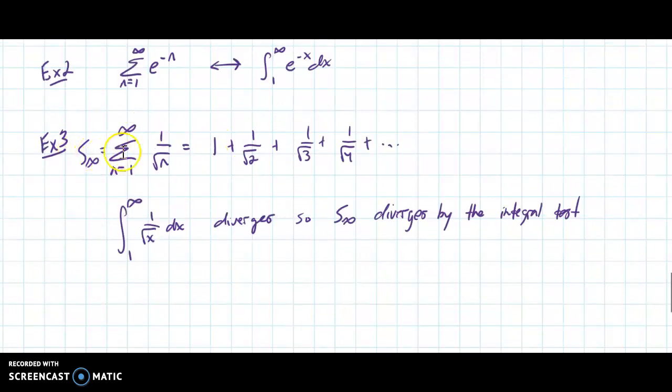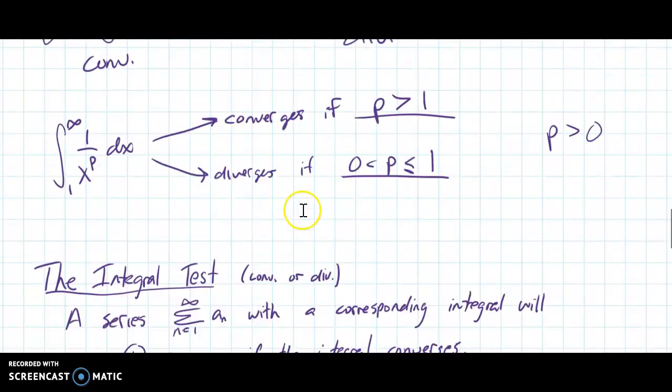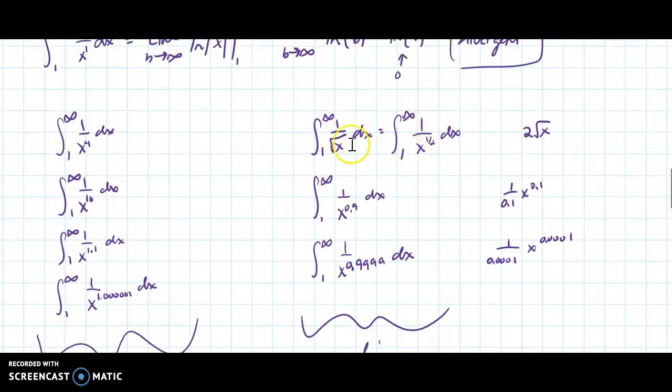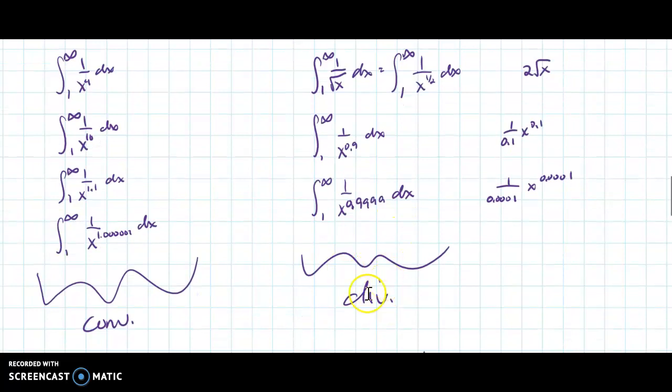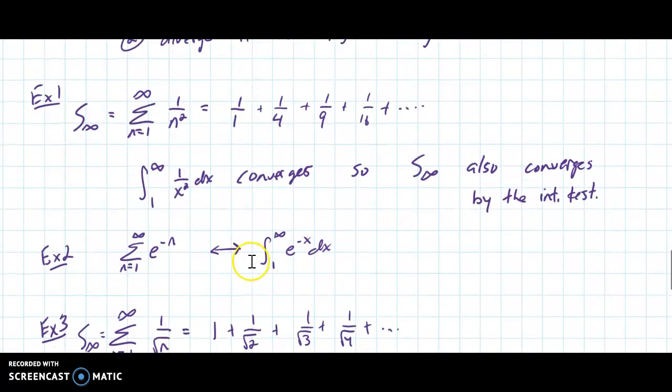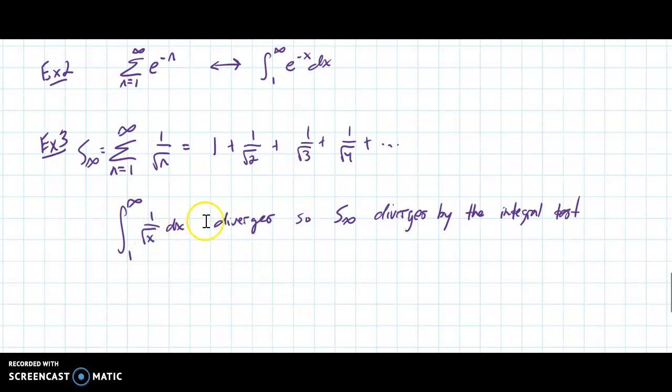I wrote S sub infinity so I could talk about it later, easier. I wrote out the first 4 terms: 1 plus 1 over root 2, 1 over root 3, 1 over root 4. And then I wrote the corresponding integral, the integral from 1 to infinity of 1 over root x dx. Well, this is one that we just did up here. This one fell into the category of diverges. So that integral diverges, so S sub infinity also diverges by the integral test.